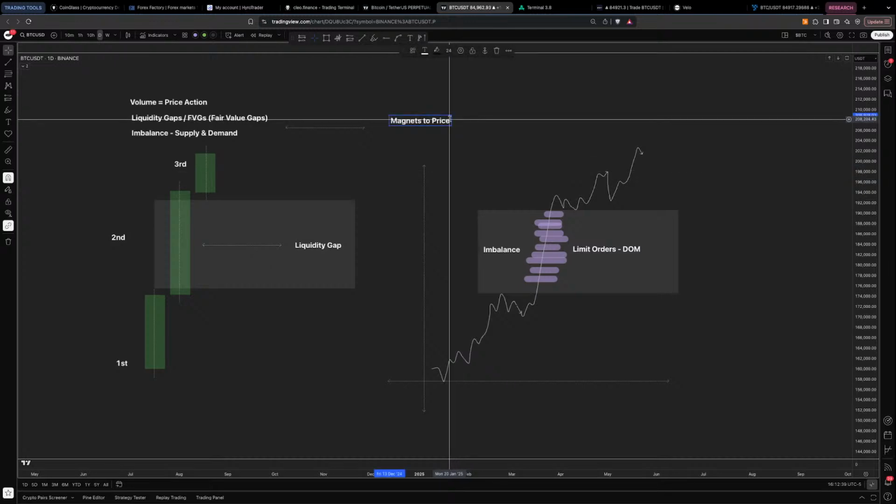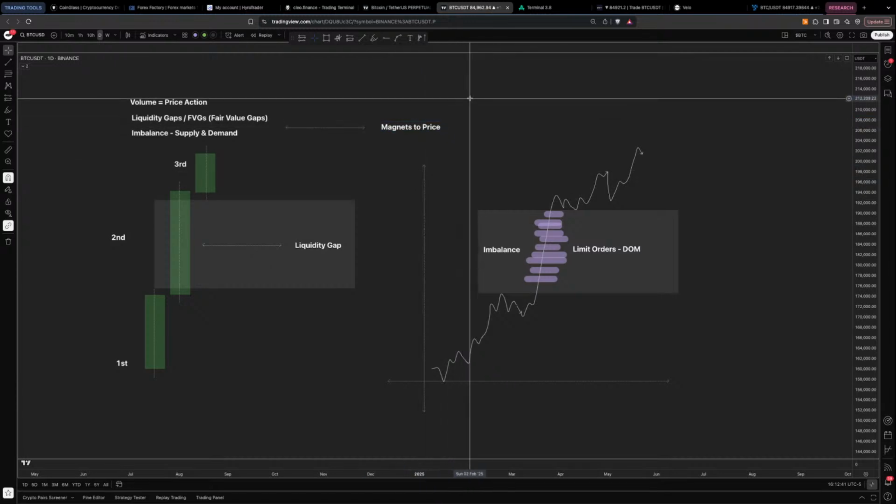So basically, these liquidity gaps act like magnets to price, because price tries to be efficient, and in order for price to be efficient, it needs to fill these inefficiencies that it left on the way up or on the way down. Hope this is being understood. If you guys have any questions, please let me know in the chat, and we will touch upon them in the mid-session or at the end.